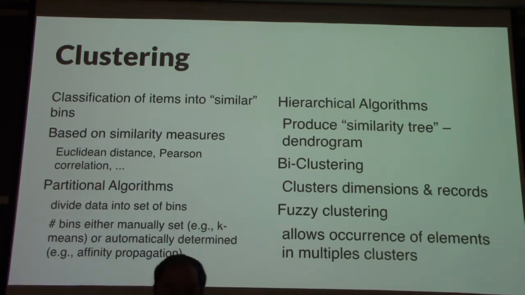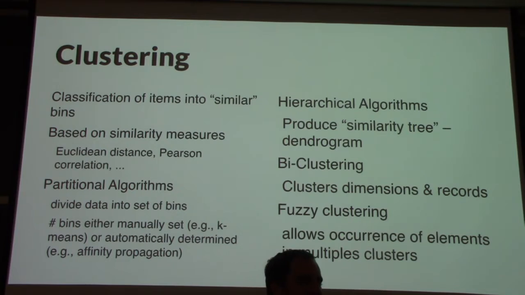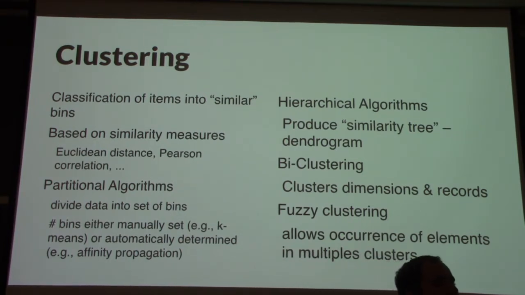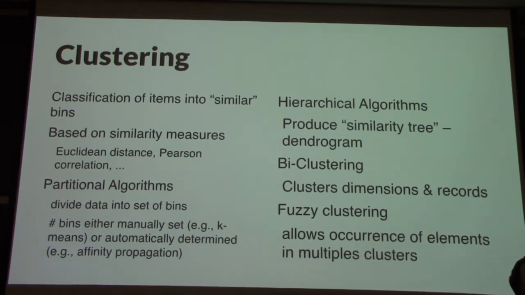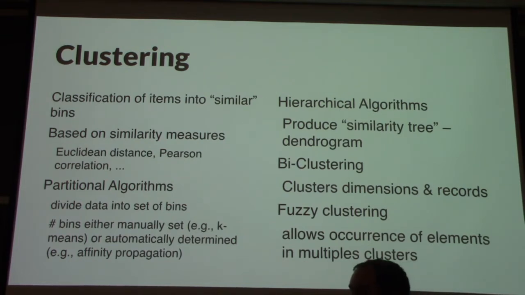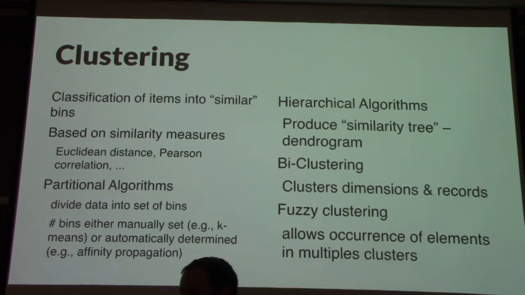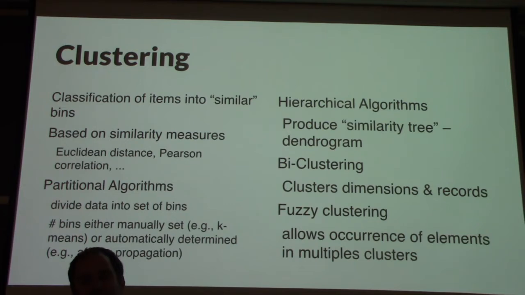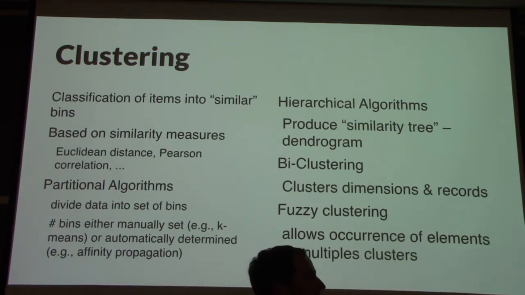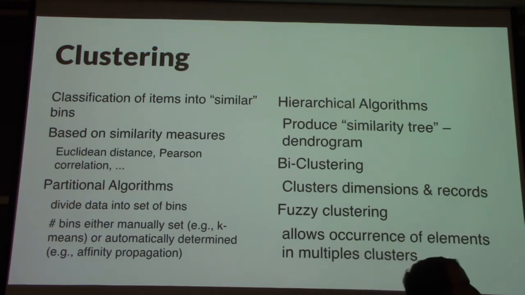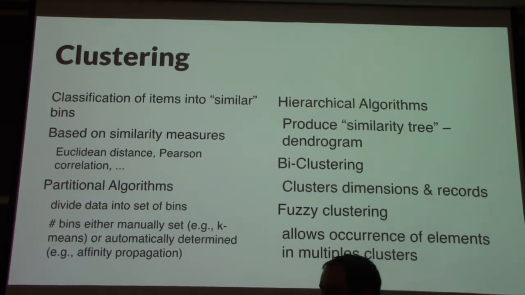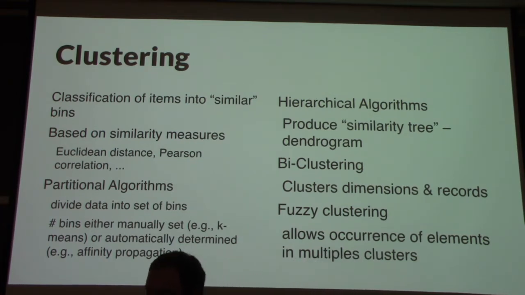Biclustering is an approach, up to this point I've always said the clustering of items, but of course if you have a matrix you can cluster in columns and in rows. Biclustering optimizes the clusters based on both dimensions and records. And sometimes this is something that you want to do. And fuzzy clustering is a natural way of thinking about cluster assignments because it allows the occurrence of elements in multiple clusters.